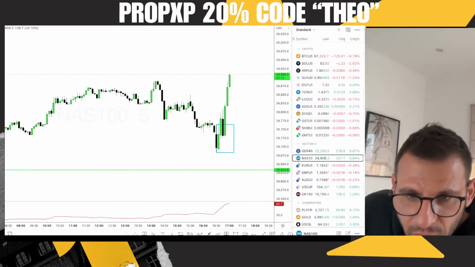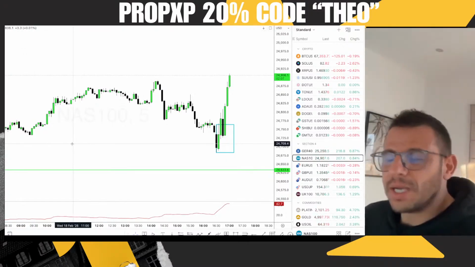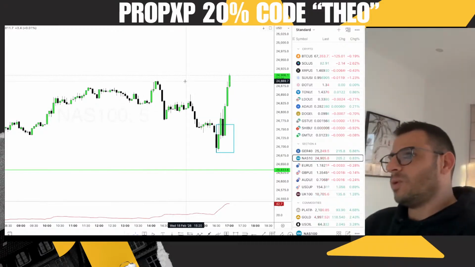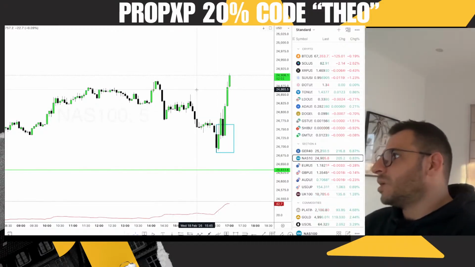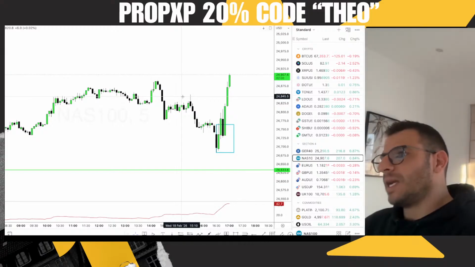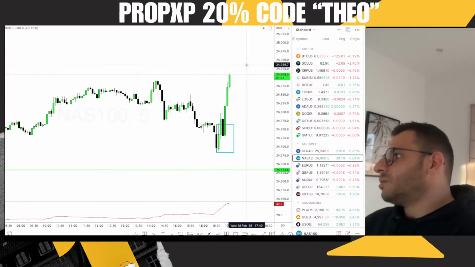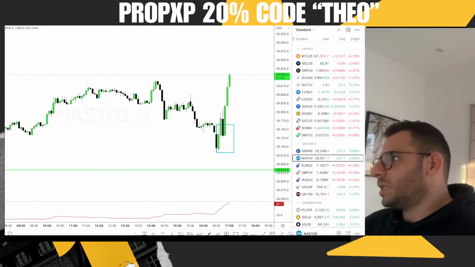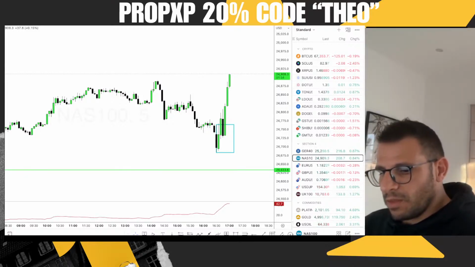Are we waiting on a Nasdaq pullback? Yes, for the second wave, of course, 100%. We are waiting for a pullback on the Nasdaq. Now, how strong or deep it's going to be, I don't know.